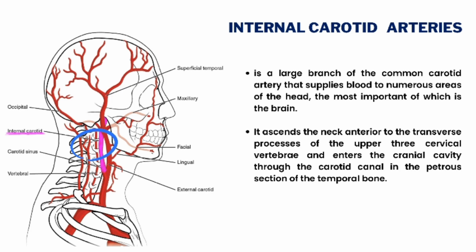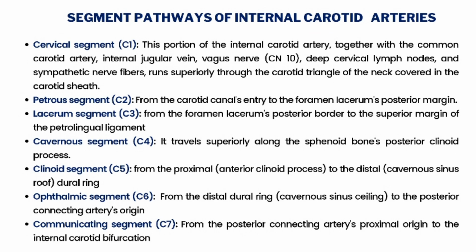It may be divided conveniently into cervical, petrous, cavernous, and the cerebral parts. There are 7 segment pathways in internal carotid arteries. First is the cervical segment, or the C1. This portion of the internal carotid artery, together with the common carotid artery, internal jugular vein, vagus nerve, deep cervical lymph nodes, and sympathetic nerve fibers, runs superiorly through the carotid triangle of the neck covered in the carotid sheath.